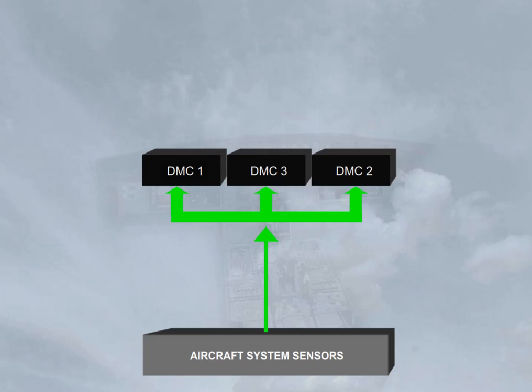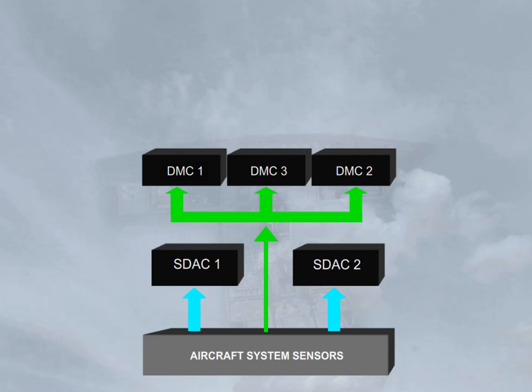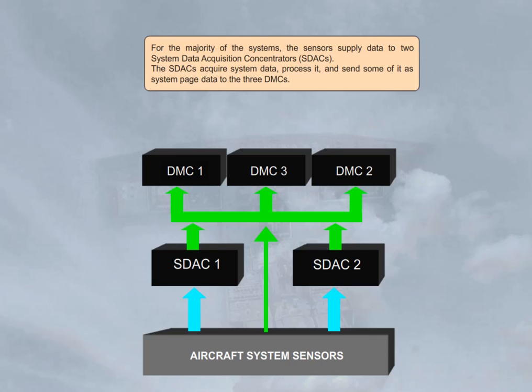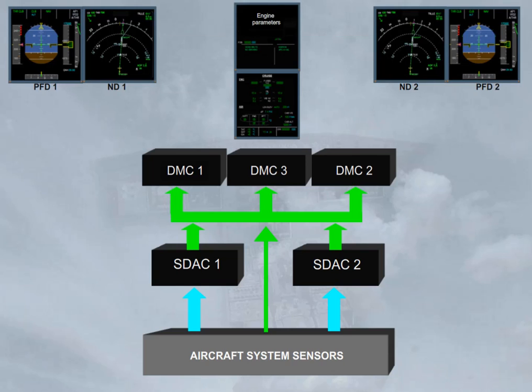For the majority of the systems, the sensors supply data to two System Data Acquisition Concentrators, SDAC. The SDACs acquire system data, process it, and send some of it as system page data to the three DMCs. In normal operation, DMC1 drives the Captain PFD, Captain ND, and the ECAM display units. DMC2 drives the First Officer PFD and First Officer ND. DMC3 is in standby, ready to replace any failed DMC as backup.